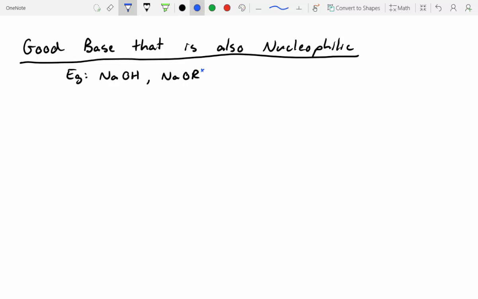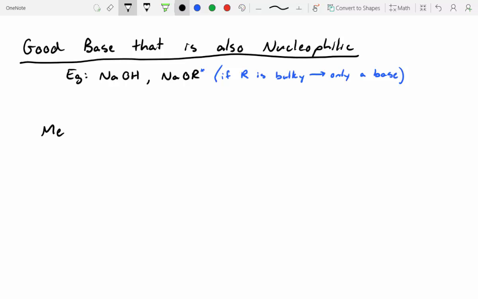However, I'm going to put a little asterisk. Why do you think I'm putting an asterisk on there? Depending on how large the R group is. Yeah, it depends on how big that R group is. If it's really bulky, that means that it's a good base but a poor nucleophile. If R is bulky, then it is only a base. It's going to be a pretty crummy nucleophile if it's really bulky. There are a handful of other strong bases that are also strong nucleophiles, but in general, these are going to be the ones that you see most commonly, the hydroxides or the alkoxides.